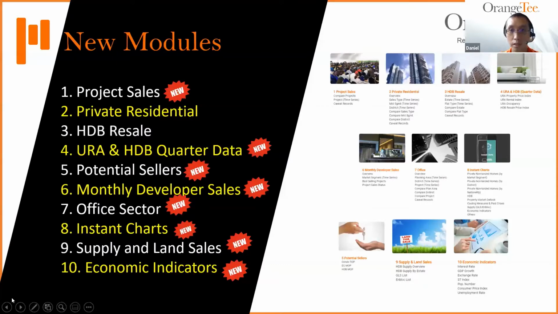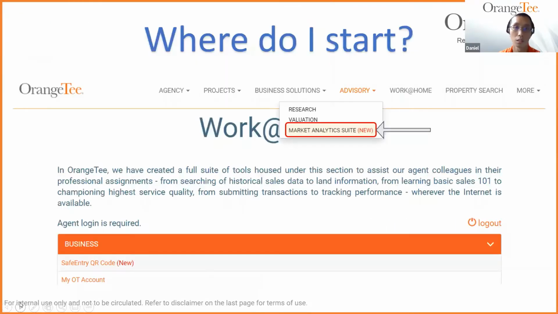As a revision, we have 10 modules, from project sales, private residential, HDB, to economic indicators. We received a lot of feedback asking how to start going about it. So how do we find our market analytics suite? Today is a step-by-step walkthrough on how to find it and even how to navigate around it.